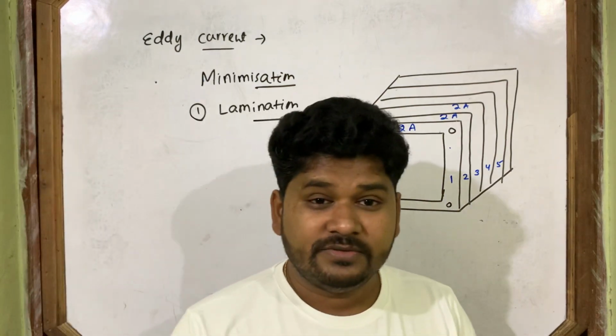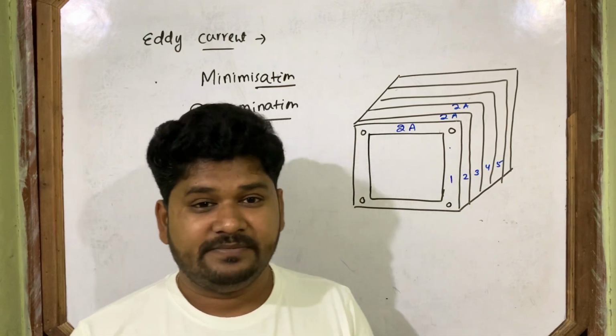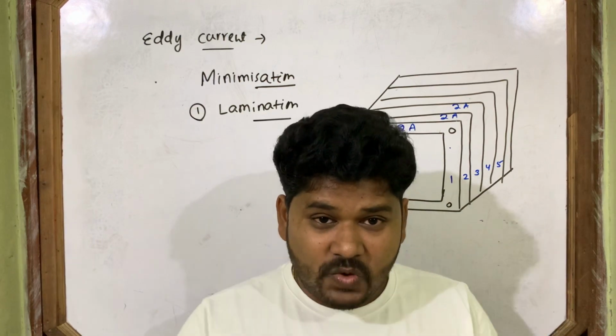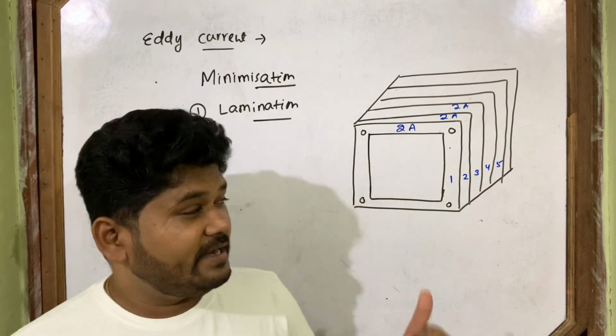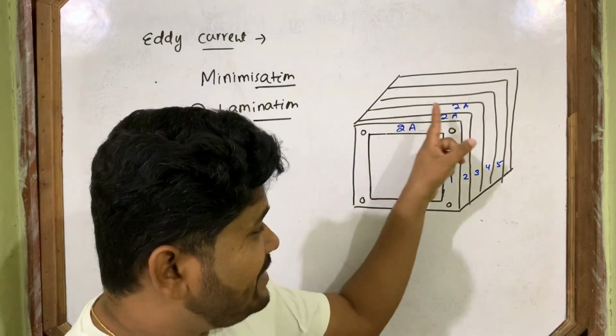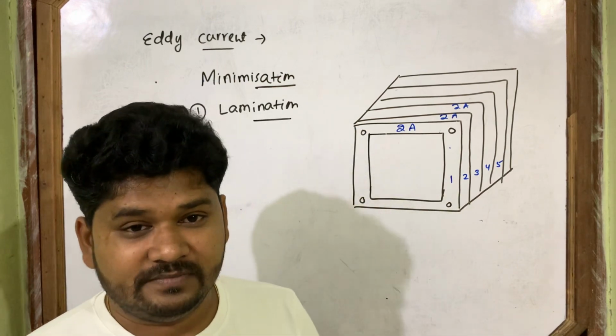Where is this lamination used? It is used in a transformer. Basically, in a transformer, the soft iron core that we take is a laminated core. That core is called a laminated core.